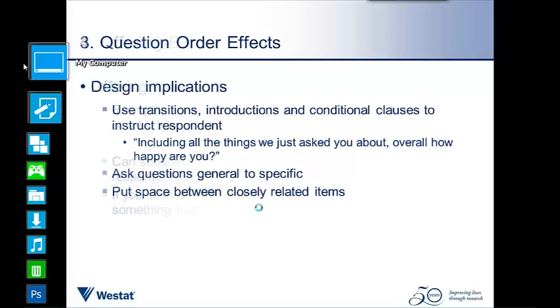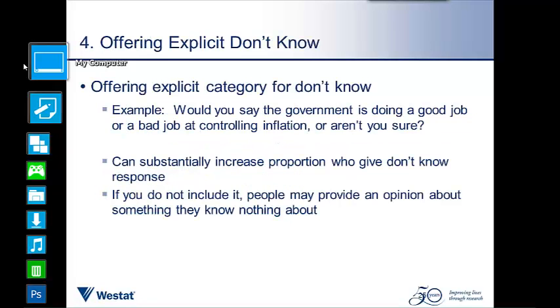Okay, let's move on to our area 4, which is whether or not to offer explicit don't know response options. So the example here, would you say the government is doing a good job or a bad job at controlling inflation, or aren't you sure? So what is the impact of adding that clause at the end of the question, or aren't you sure?